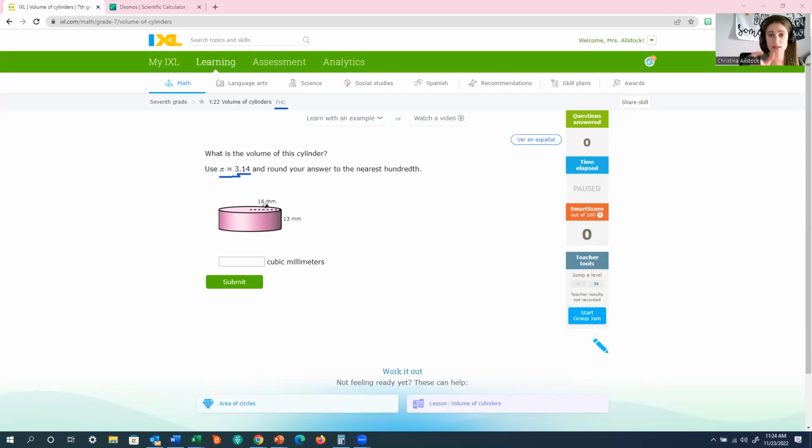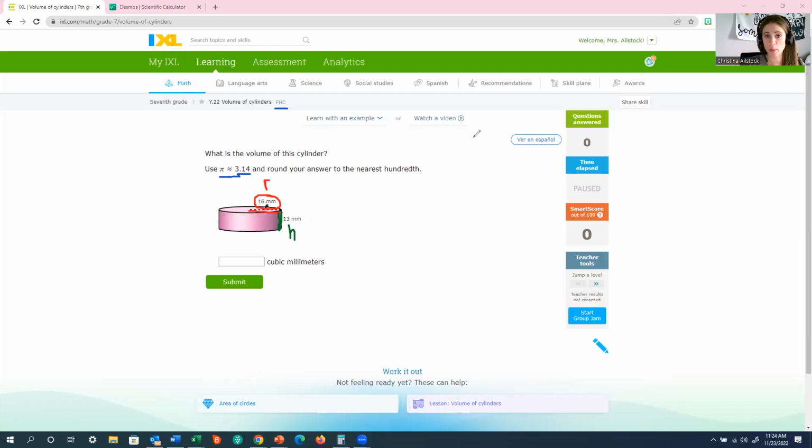Well, our radius, that is part of a circle. Remember, your radius goes from the center all the way to the edge. So that would be this right here. The 16 millimeters is our radius. Then our height is how tall the cylinder is. That's going to be our side right here. That's showing us how tall it is, which is 13 millimeters.